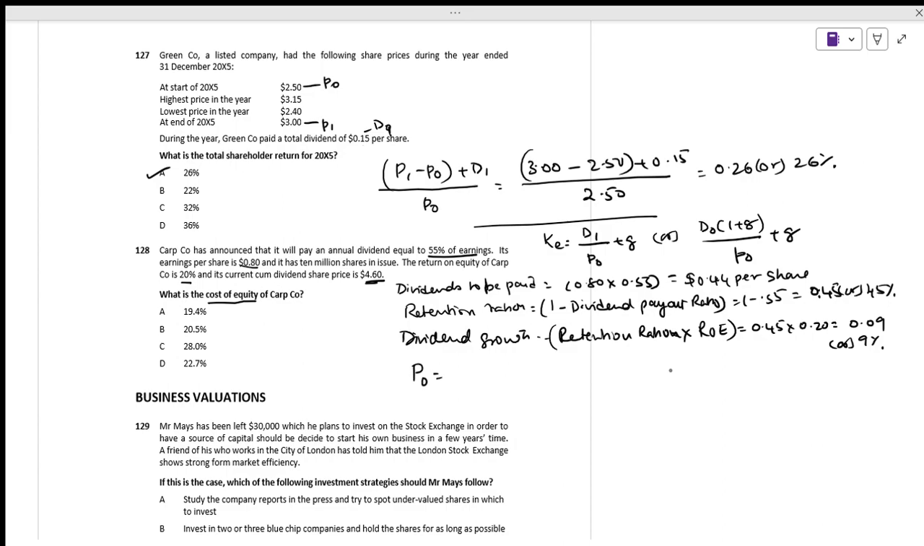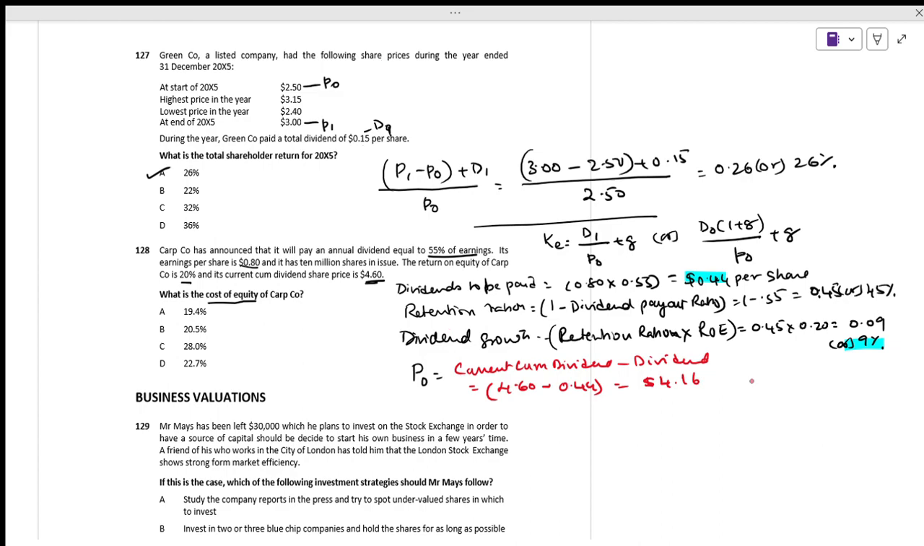P0. We have to know P0. We got the growth, this is the growth we have. This is the dividend paid we have. We have to know P0, the price. They said that there is a current cum dividend price, so we have to remove the dividend. Current cum dividend minus dividends will become P0. How much is there? 4.60 minus how much you are paying in dividends? 0.44. It comes to 4.16. Is it right? 4.16.